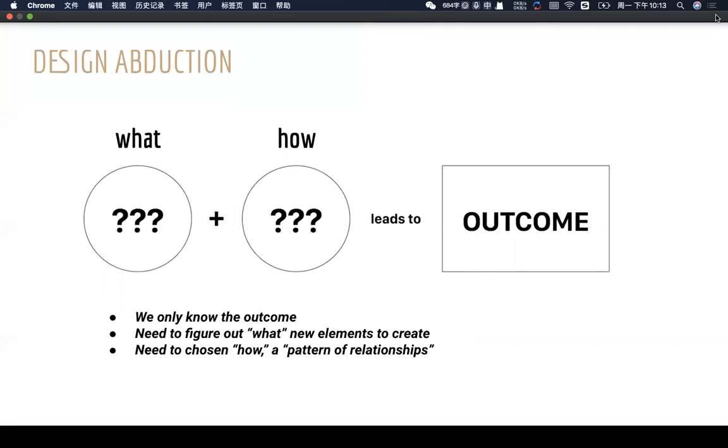In design abduction, the starting point is that we only know something about the nature of the outcome, the desired value we want to achieve. So we still need to figure out what to create new elements, and we need to choose how. So we need to think back and forth and to constantly question ourselves.